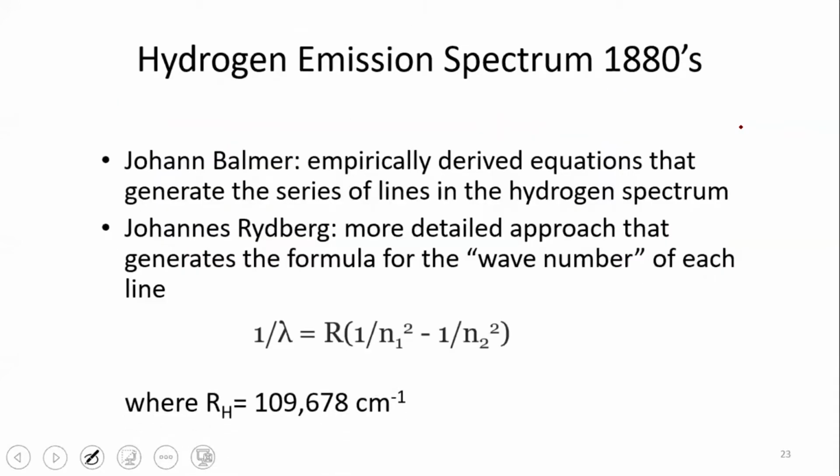And this was the value of the so-called Rydberg constant. RH was 109,678 inverse centimeters. But it still did not explain why you had this pattern.